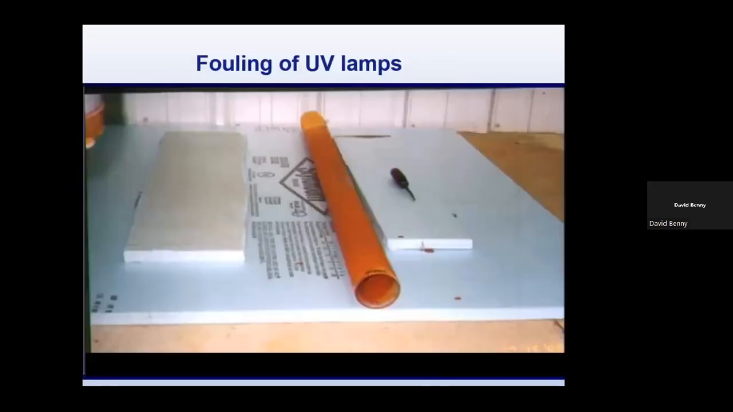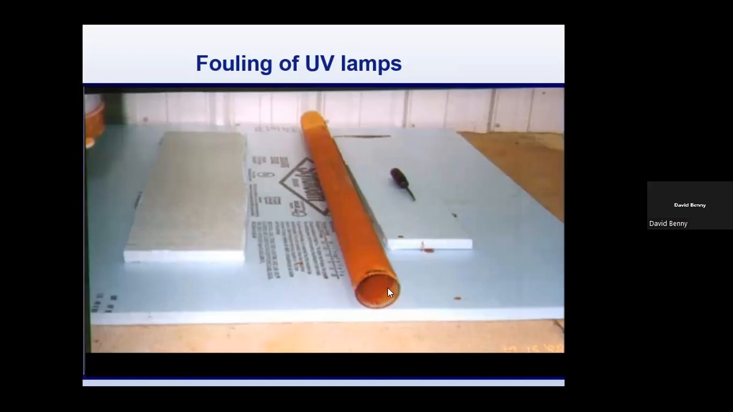This is what fouled UV tubes look like. This is what we would routinely see at our Beetham wastewater treatment plant if we do not do proper preventative maintenance. Now, the lamp is inside here. This is the tube. So if this tube is fouled, obviously the effectiveness of the light reduces.